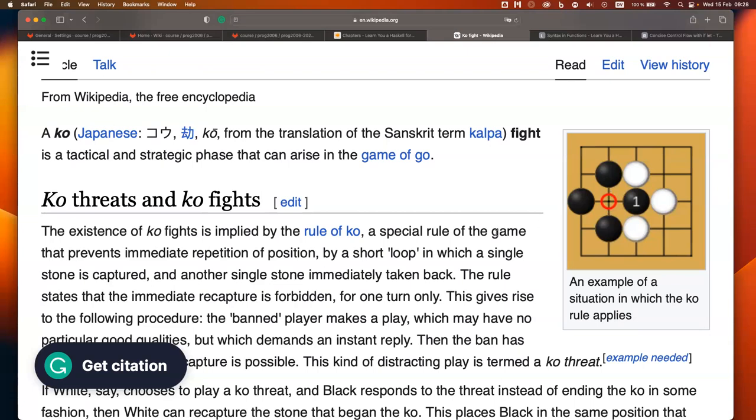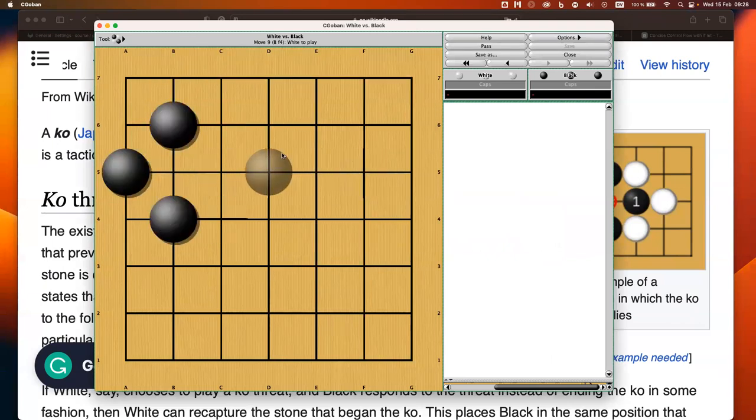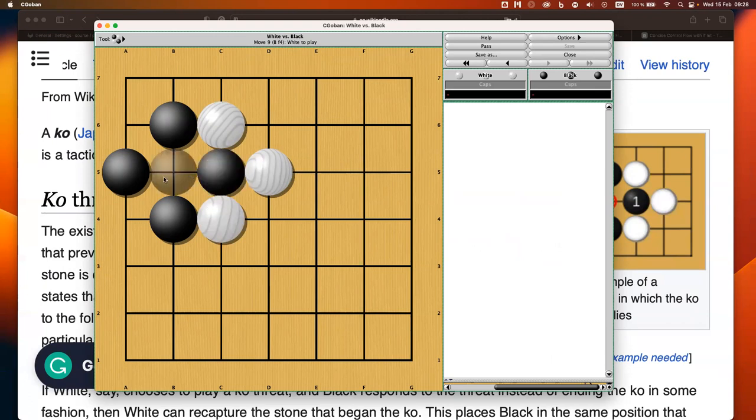What happens if we have this situation? So let's redo it. What happens if we have this situation here? And black plays here. Can white place here? Yes, white can, right? So white can do this, but black cannot do this in the next move. It has to wait one move to be able to place black here, right?